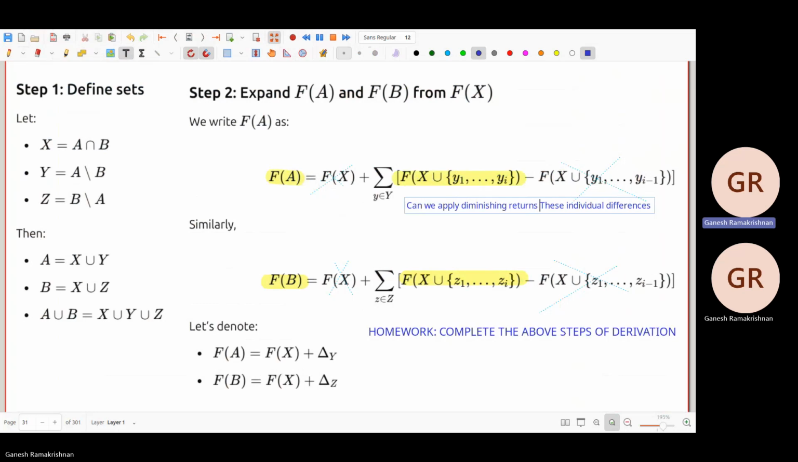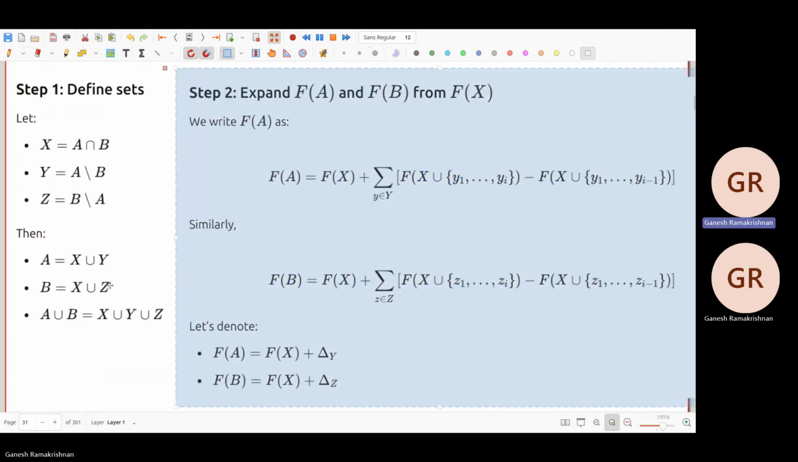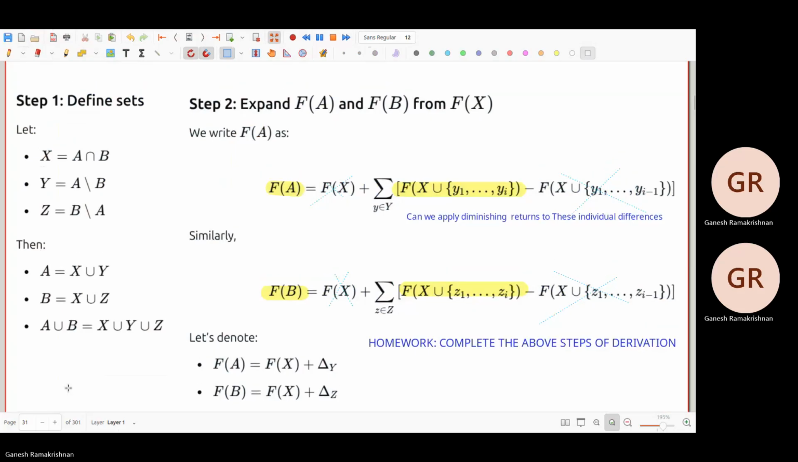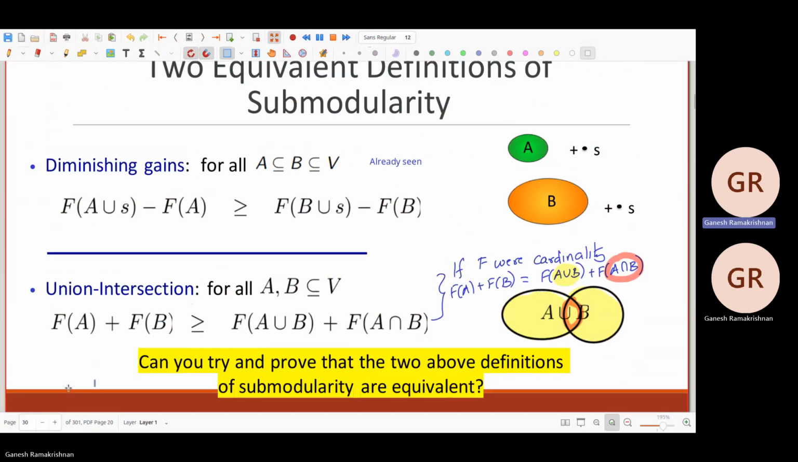Actually, what was our goal? Our goal was to prove that, or rather, can we recover? Not apply, can we recover? Okay, what do you want to do? What did we set out to do before that? So what did we set out to do?